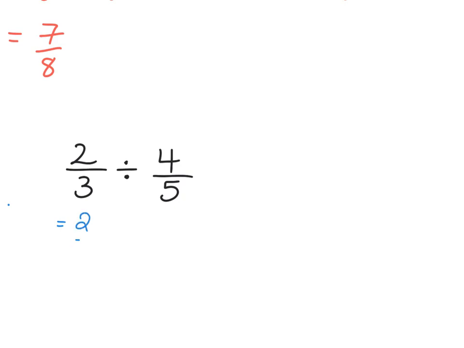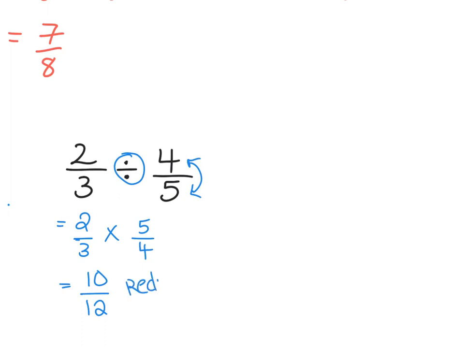So we're going to keep the 2/3 the same. We're going to change our division to multiplication, and then we're going to take the reciprocal of our second fraction, which is going to be 5/4. So that's how we divide fractions. And then we're just going to follow our rules for multiplying. We're just going to multiply straight across. So 2 times 5 is 10, and 3 times 4 is 12. So our answer is 10/12, and then we should always reduce our fractions to lowest terms. So I notice I can divide that by 2, so it becomes 5/6 as my final answer.